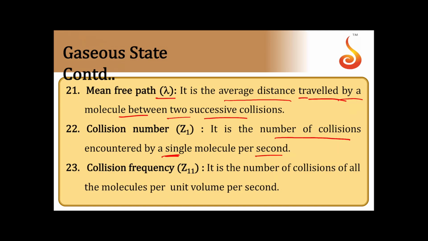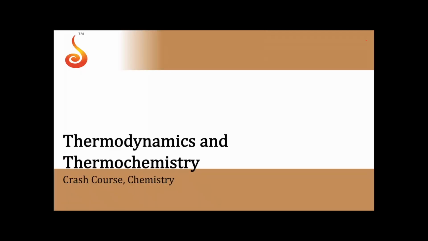Number of collisions made by a molecule per second itself is called collision number, and collision frequency means the total number of collisions made by all molecules per unit volume per second. So collision frequency is the total number of collisions by all molecules per unit volume per second, and collision number is collisions made by only one molecule per second. Mean free path is the average distance traveled by a molecule between two successive collisions.